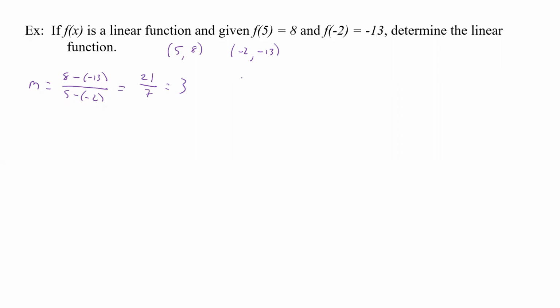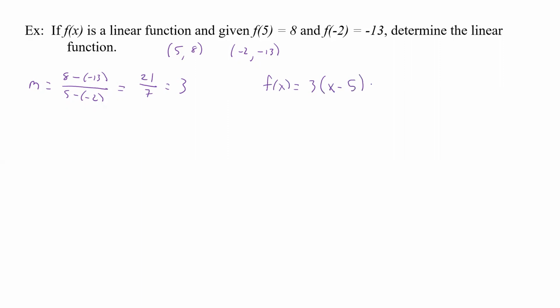Okay. Now, what we're going to do is plug it into that formula we had before and determine the linear function. Well, that was going to be f of x equals our m, which is 3, times x minus x1. Well, I'm just going to now pick this one as my x1. So that's going to be a 5.